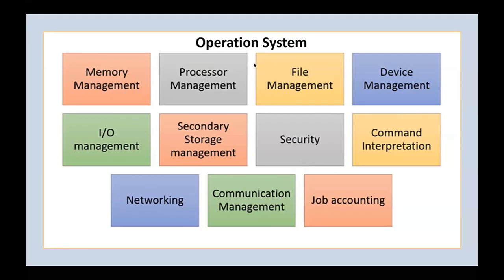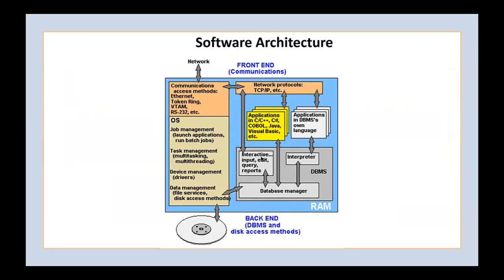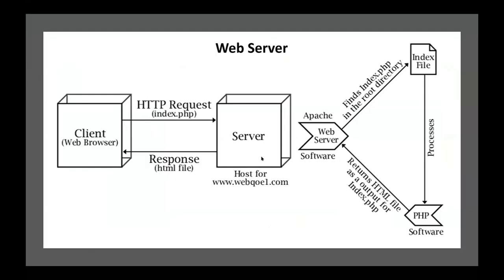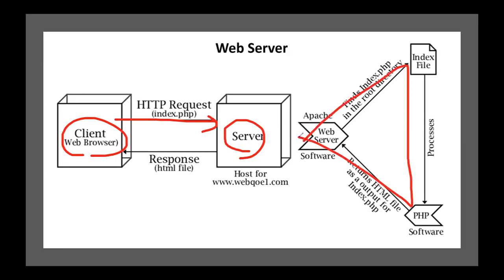Operating system is the software that manages your system resources, like Windows or Linux or Macintosh OS. They do all kinds of jobs for you. That's called an operating system. For a web server, your notebook is a client. You send an HTTP request to the server, and the server does computing for you and then sends back the response. This is called a web server.